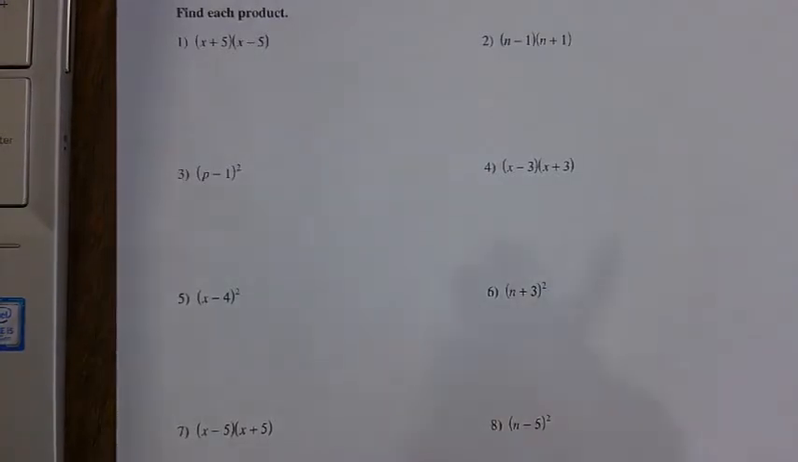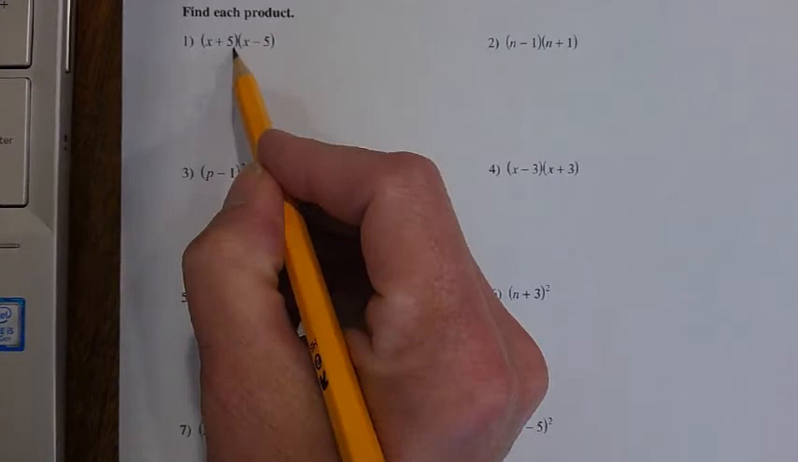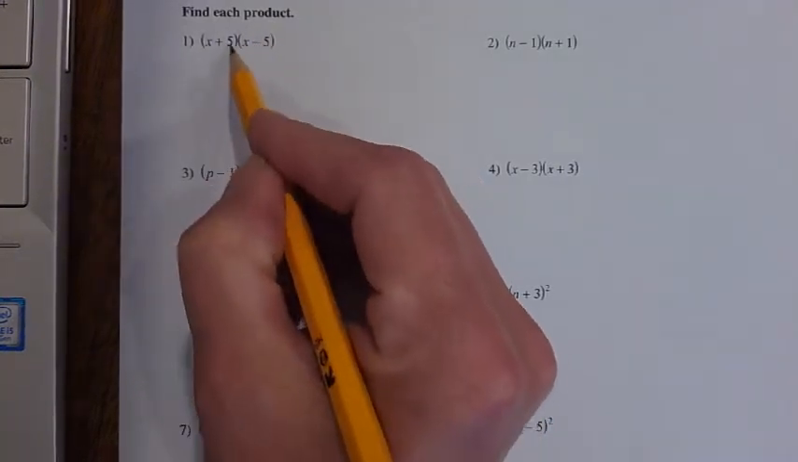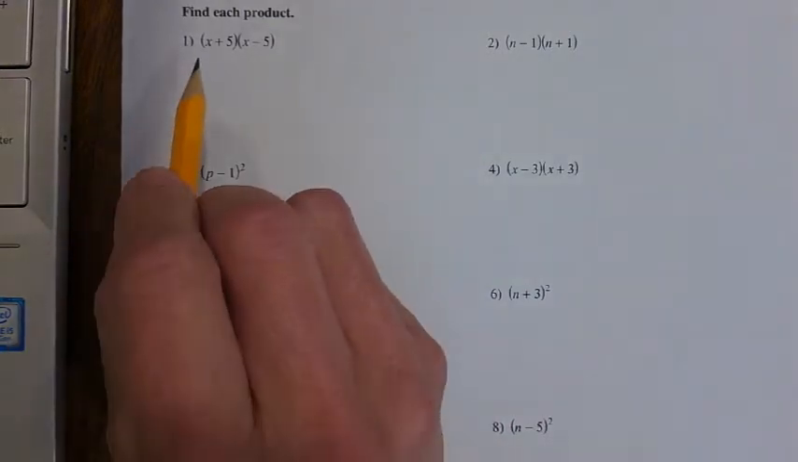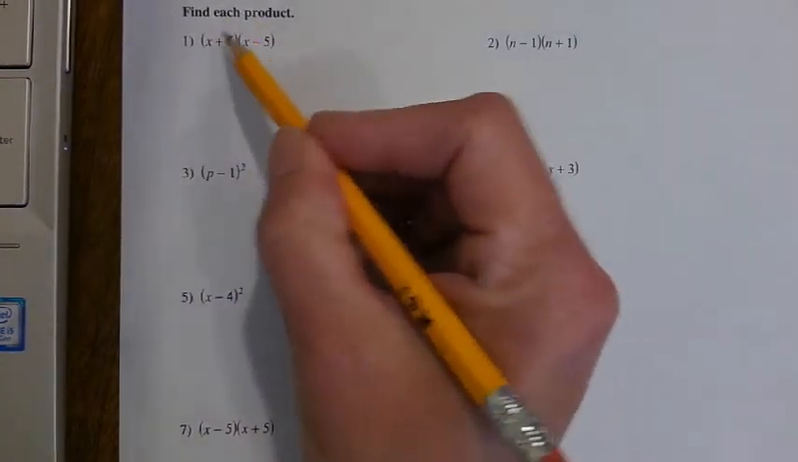Alright, good morning. Today we're going to be talking about multiplying polynomials, but there are some special cases that you need to know about. One such special case is when you have two binomials, x plus 5 and x minus 5, multiplying each other. Just take a look at the pattern that happens.